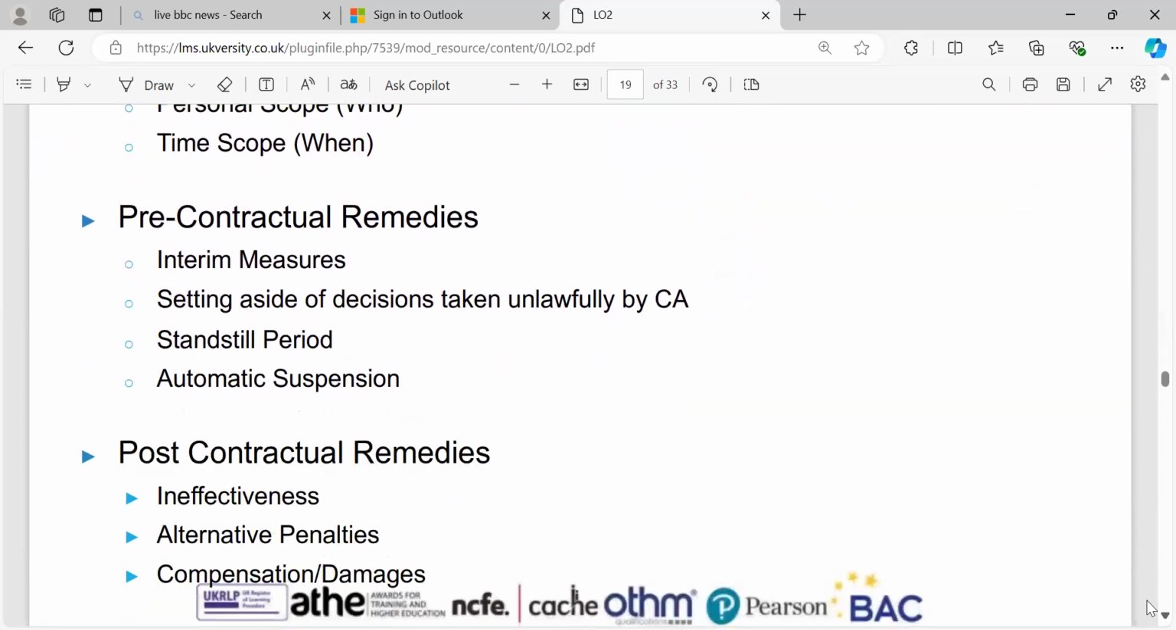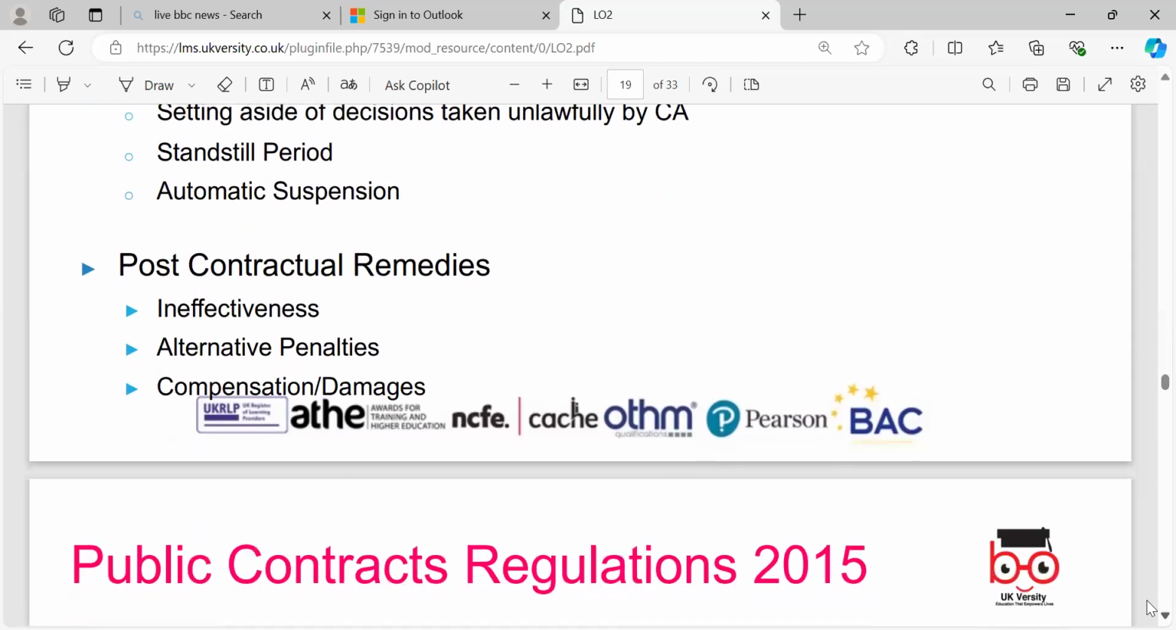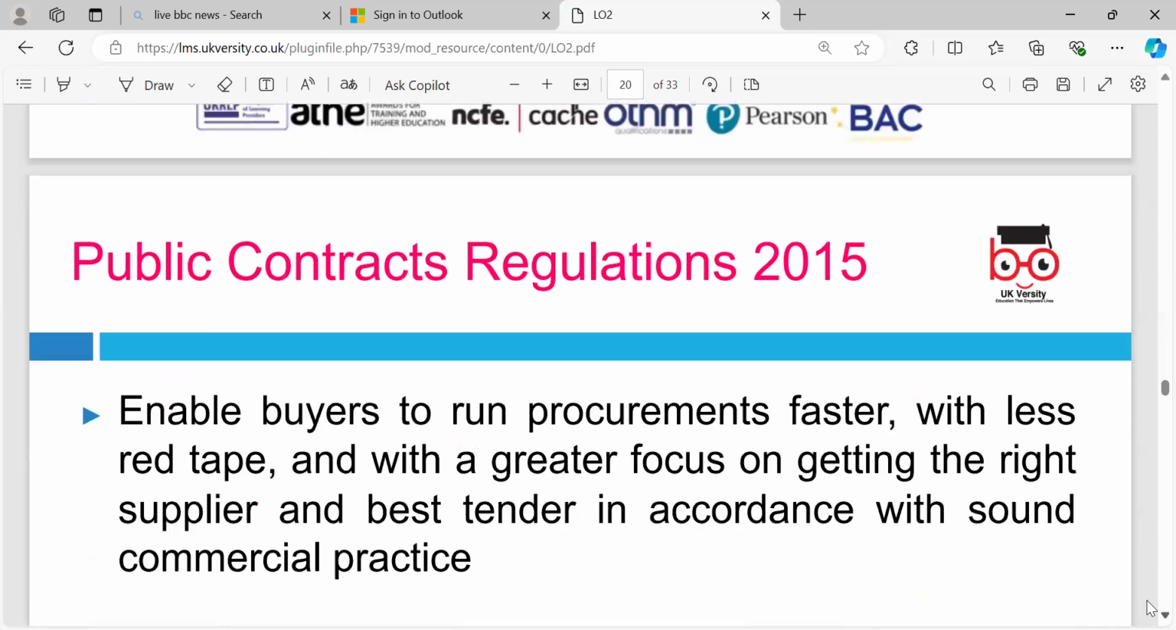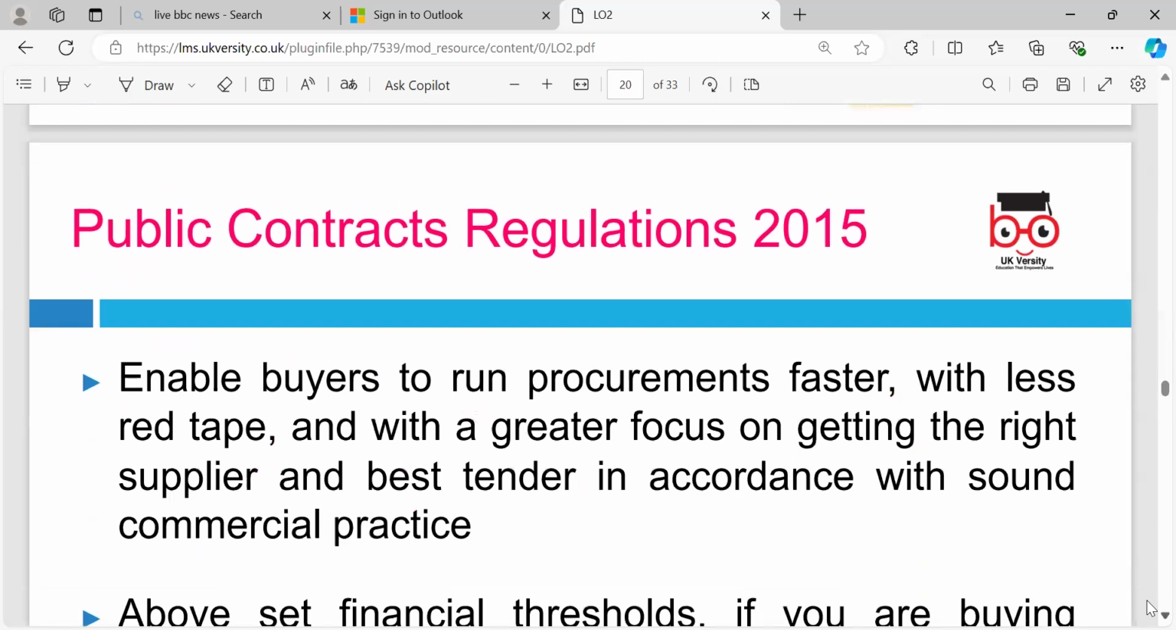So there are pre-contractual interim measures, and the need to set aside unlawful decisions. We can look at the standstill period and automatic suspension, and the contract being ineffective, if we have alternative penalties and compensation damages. So yes, the next legislation is very important.